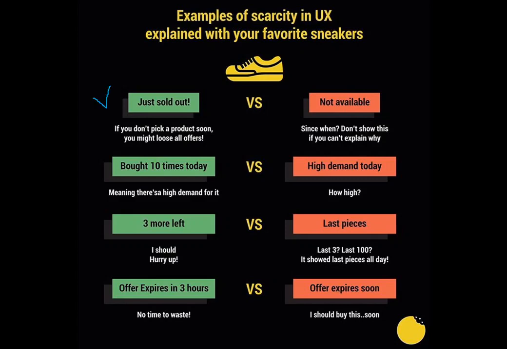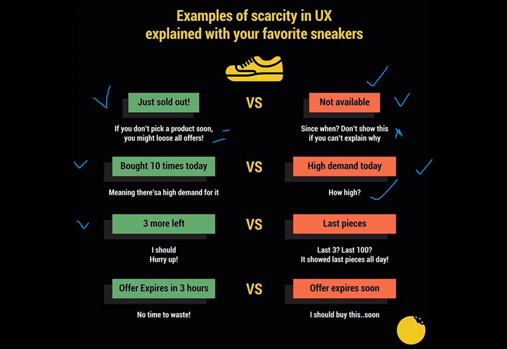Just sold out. It means if you don't pick a product soon, you might lose all offers. The bad example is not available. People might think, what? Since when? Well, don't show this if you can't explain why. Next is, this item was bought 10 times today. It means it's high demand. The bad example is just high demand today. How high, isn't it?